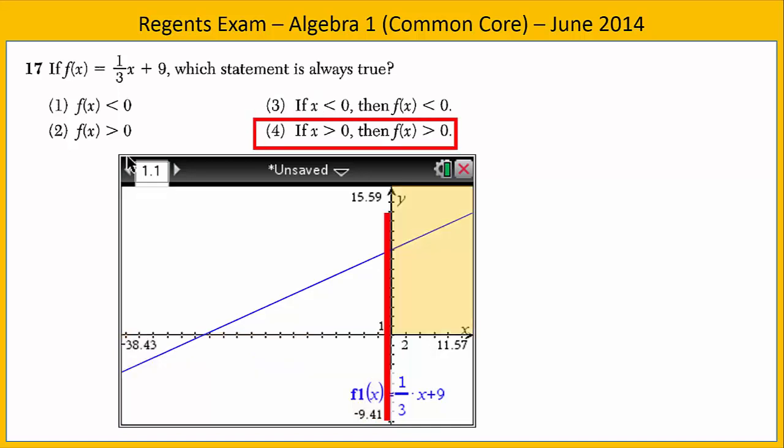How about choice 4? If x is greater than 0, then f of x is also greater than 0. If the inputs are positive, the outputs are also positive. The x values and the y values are both positive. Is that true? Look on the graph at the red line on the right-hand side of it. Are the outputs always positive? Yes, they are. And so choice 4 is always true, and that's our solution.